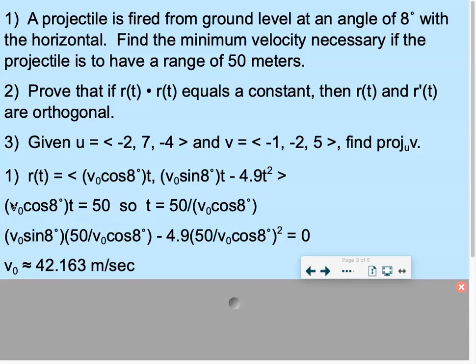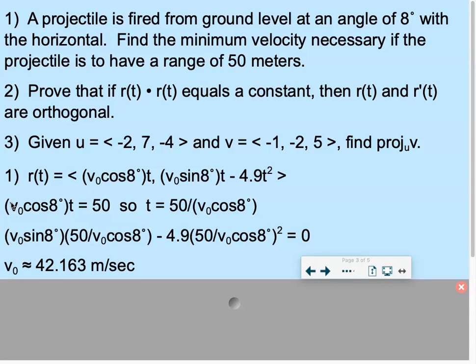How do you know it's seconds? Only because of the gravitational constant that you used. They don't tell you time, they only tell you 50 meters, but because you're using 9.8, which is in meters per second squared, it's got to be seconds. Any other questions on this one?